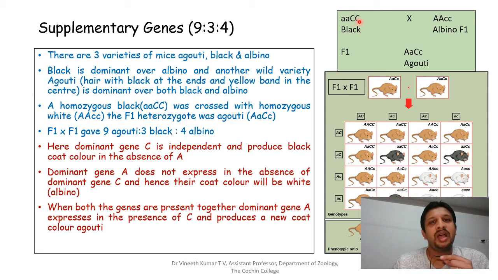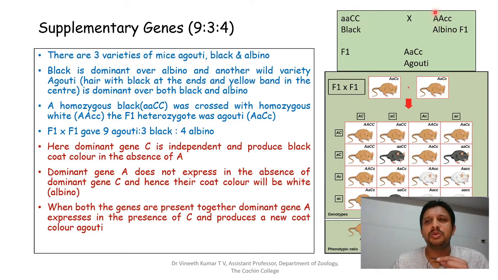So this is the first gene that we talked about in the session on supplementary genes. This is the first gene. It is independent and it produces its effect. That is, it is producing the color which is called the black color.